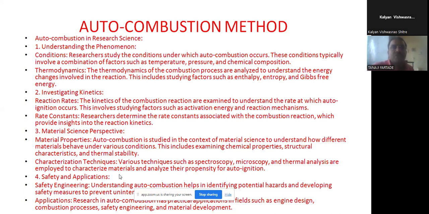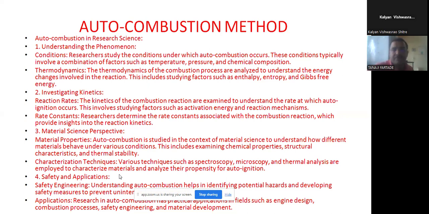Thermodynamics. The thermodynamics of the combustion process are analyzed to understand the energy changes involved in the reaction. This includes studying factors such as enthalpy, entropy, and Gibbs free energy. Second, investigating kinetics and reaction rate. The kinetics of combustion reactions are examined to understand the rate at which auto-ignition occurs. This involves studying factors such as activation energy and reaction mechanism. Rate constant. Researchers determine the rate constant associated with the combustion reaction, which provides insight into reaction kinetics.